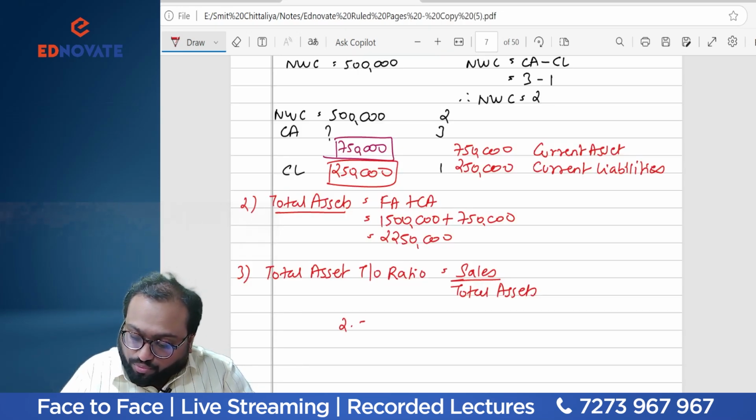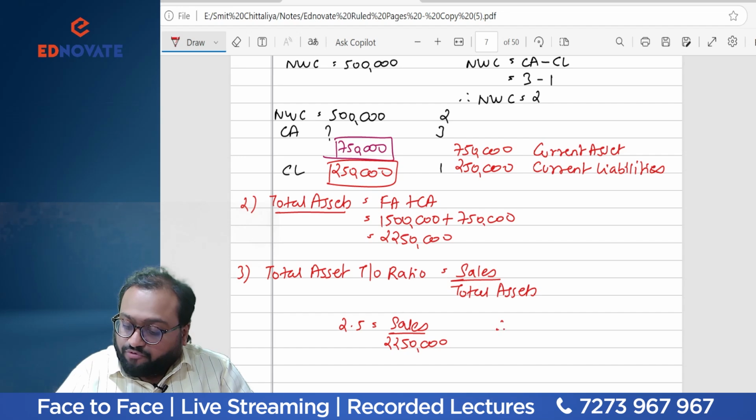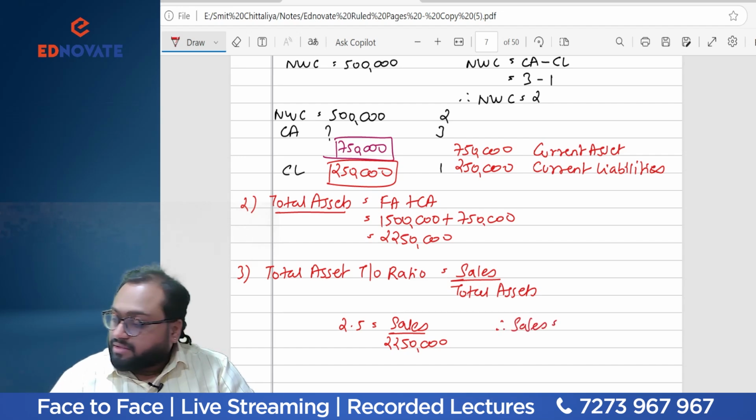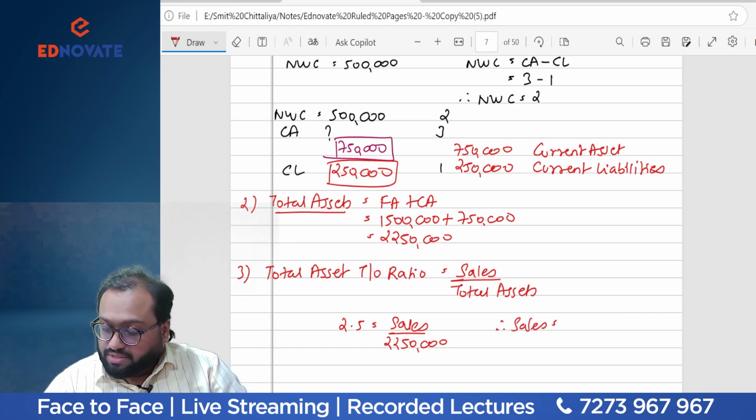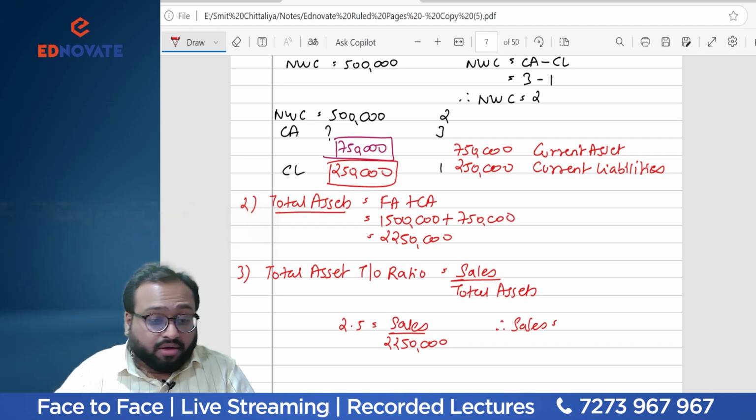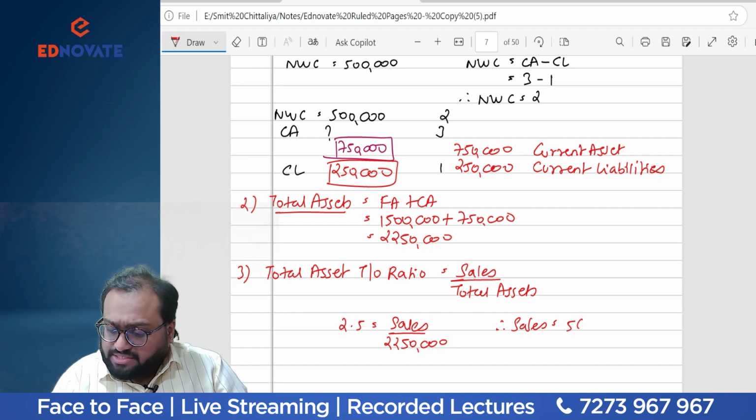So I can say 2.5 is equal to sales upon total assets of 22 lakh 50,000. Therefore, my sales will be 22 lakh 50,000 into 2.5. My sales will be how much? 56 lakh 25,000. Yes, sir.